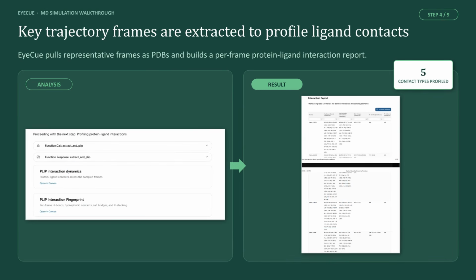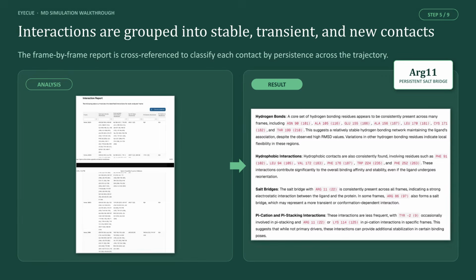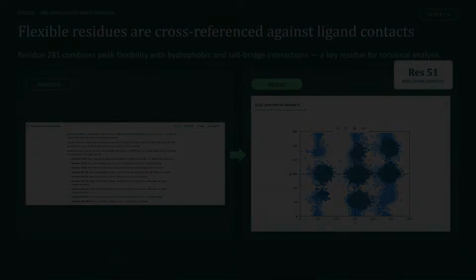The agent is now utilizing the saved PDB frames from the RMSD data to understand intermolecular interactions between protein and the ligand. The protein ligand interaction profiling done over different frames is used to evaluate the interactions that are maintained throughout or were transient, and also to identify new interactions that formed during the course of the simulation.